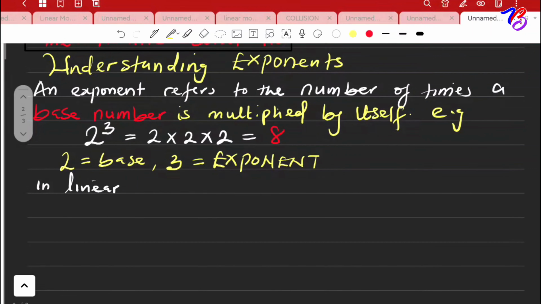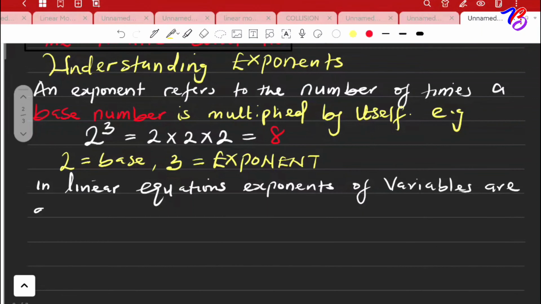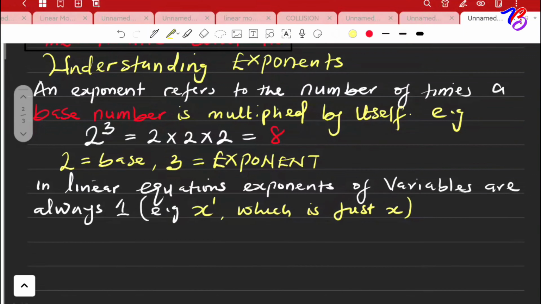Therefore, in linear equations, underline linear equations, straight line equations, exponents of variables are always 1. For example, if we have x raised to power 1, it will give you back x, right? It will give you back x. So it means linear equations are in the power of 1.